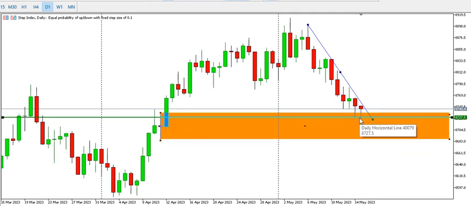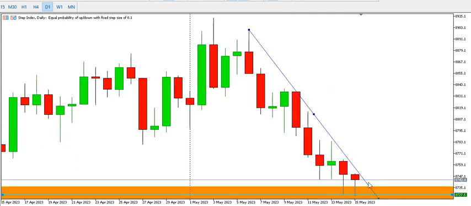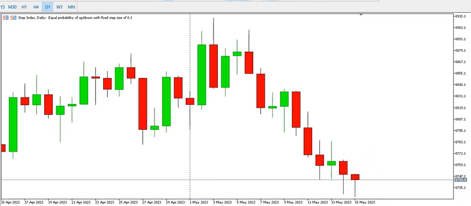So price is testing this order block. We might see a little bounce as soon as price breaks this descending trend line. We might see a bounce to this area before price continues its downward trajectory. So that's that for step index on the daily time frame.